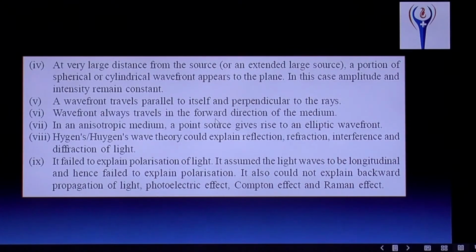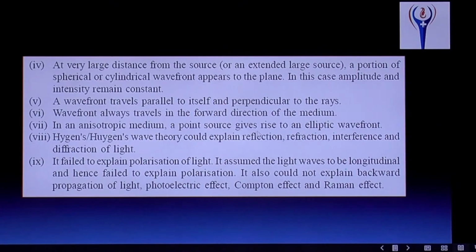In an anisotropic medium, what is anisotropic? Iso means same, tropic means direction. Same direction. Anisotropic means different direction. That is, if some of the properties are the same in all directions, that is isotropic. If some of the properties are different with direction, for example, if you send light along the x-axis, the behavior will be one, and along another axis, different. That is anisotropic. For an anisotropic medium, a point source gives rise to an elliptical wavefront.